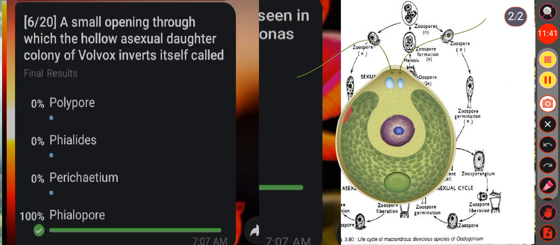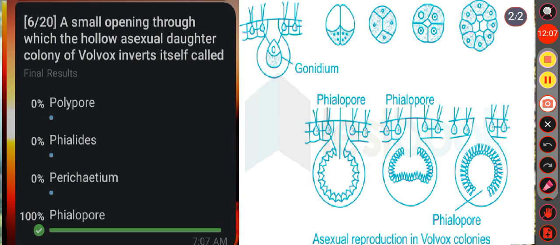Okay. Then the next question: a small opening through which the hollow asexual daughter colony of Volvox inverts itself is called option A polypore, option B phialids, option C pericytium, option D phylopore. Here the correct answer is option D, that is phylopore. We know during asexual reproduction of Volvox, a special type of cell situated at the posterior end of the colony is called gonidia, which are 10 times larger than the vegetative cells, and the gonidia do not have flagella and eye spot. Then the protoplast of the gonidium divides and forms daughter colonies.